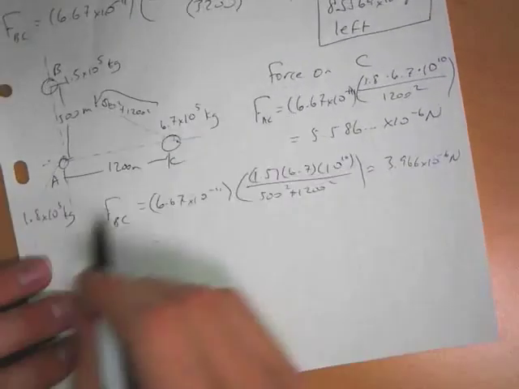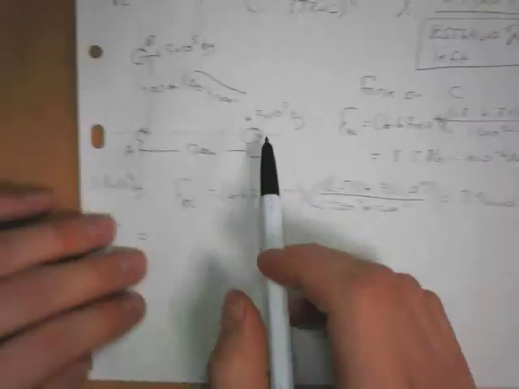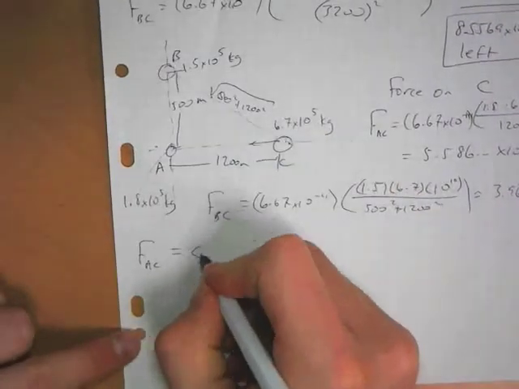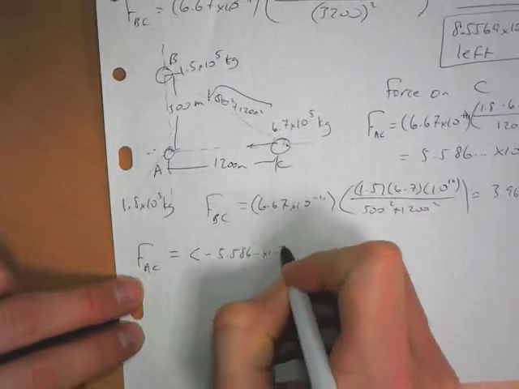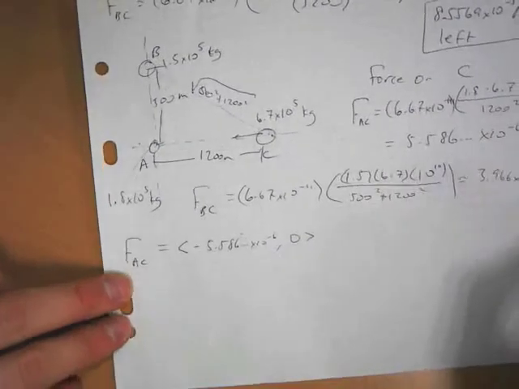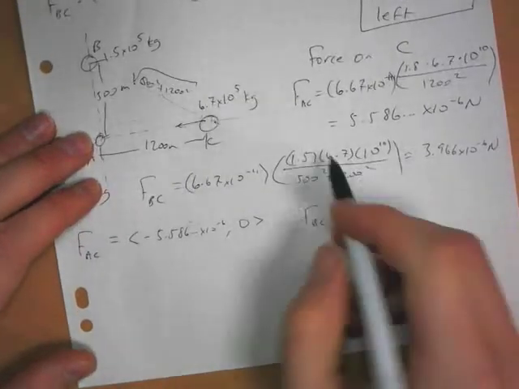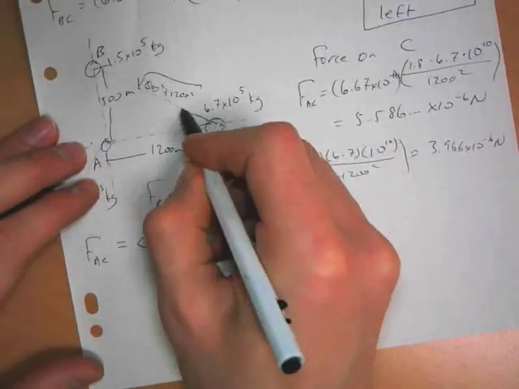So FAC, the force that A exerts on C, is going to be to the left. So that's going to be negative 5.586 times 10 to the minus 6, comma 0. There's nothing tricky to do there. But the force on C because of B is going to be up and to the left.